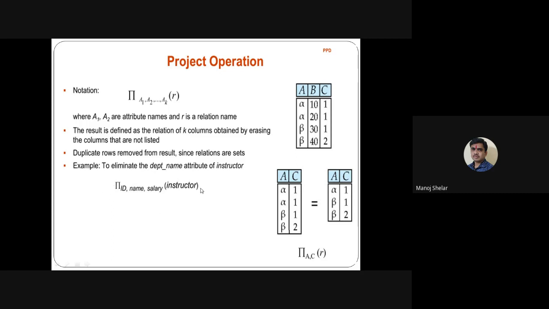And what will the normal database query be? Select ID, comma name, comma salary from instructor. This is the SQL query, and that was the relational algebra query. What is pi used for? Pi displays specific attributes and sigma selects specific records. For records use sigma, and for attributes use pi. Simple. So the query is pi of a comma c of r. What is the a attribute, what is the c attribute, and what is the r relation? Simple.